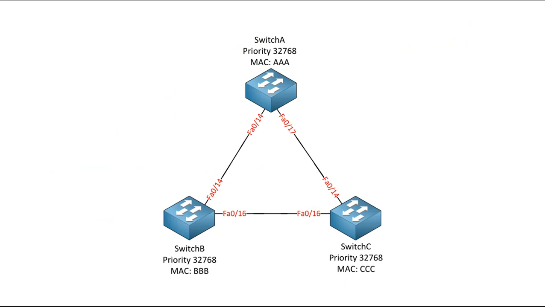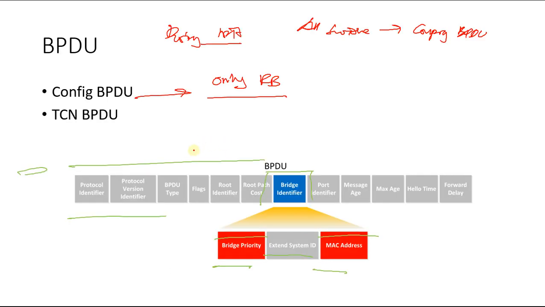The content of TCN BPDUs is quite simple, including only 3 fields: protocol ID, version, and type. So the components of a TCN BPDU are only these 3 fields: protocol ID, version, and type.